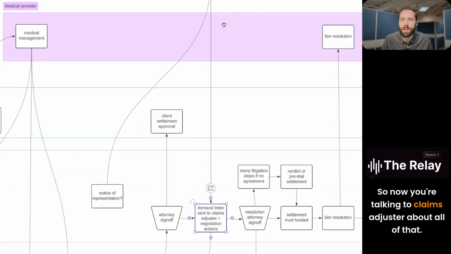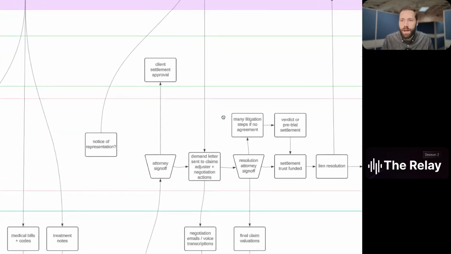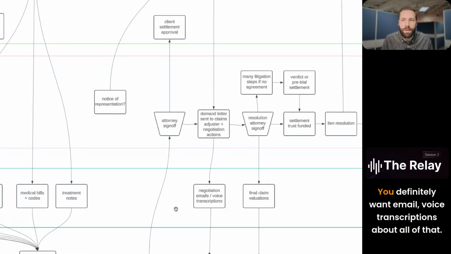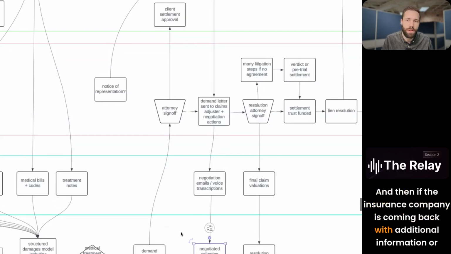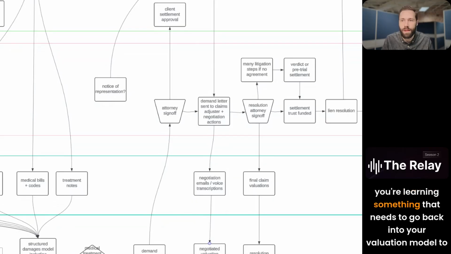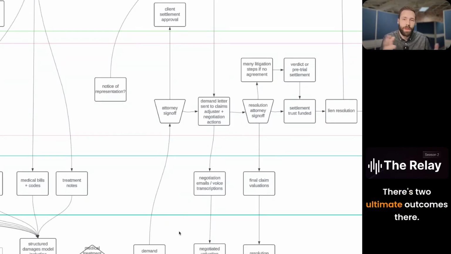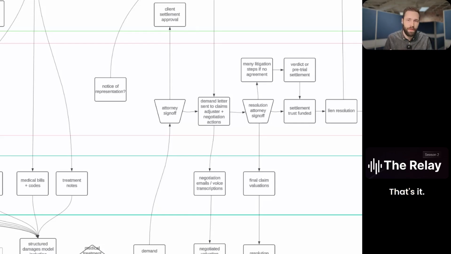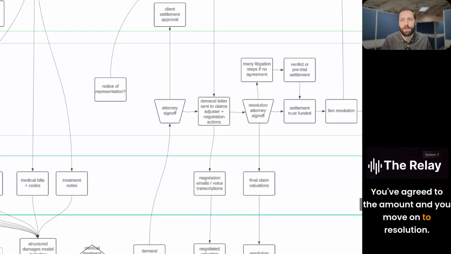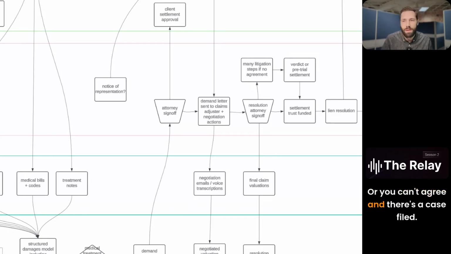So now you're talking to the claims adjuster about all of that. You're negotiating, you're going back and forth. You definitely want email and voice transcriptions about all of that. And then if the insurance company is coming back with additional information or you're learning something that needs to go back into your valuation model to update. There's two ultimate outcomes there. And this is all pre-litigation, so the case hasn't necessarily been filed yet. You're going to come to a resolution with the insurance carrier. That's it. You've agreed to the amount and you move on to resolution, or you can't agree and there's a case filed.